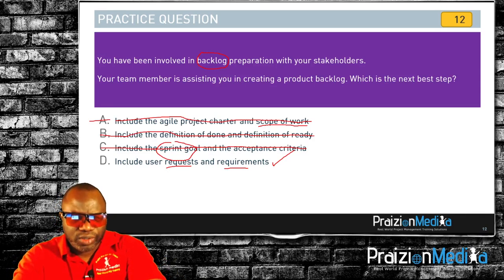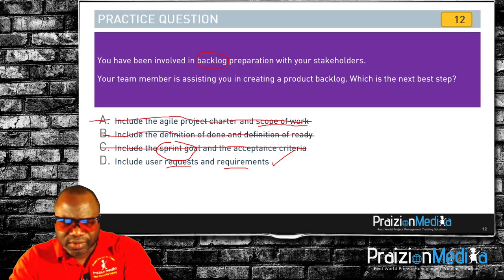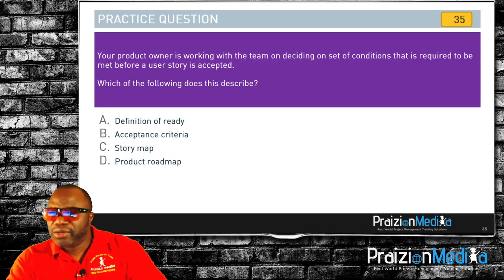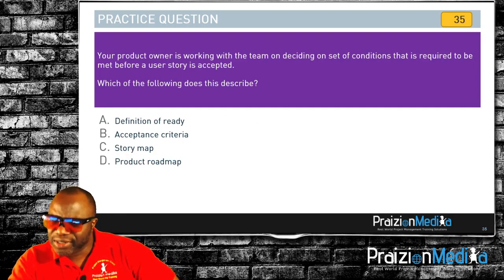Product owner is working with the team. Okay, question 35. Let's see if we can fish that out. Question 35. Here we go. Your product owner is working with the team on deciding on a set of conditions that is required to be met before a user story is accepted.